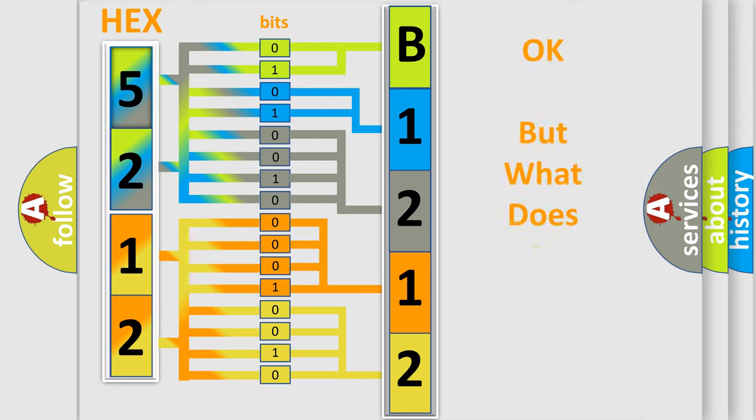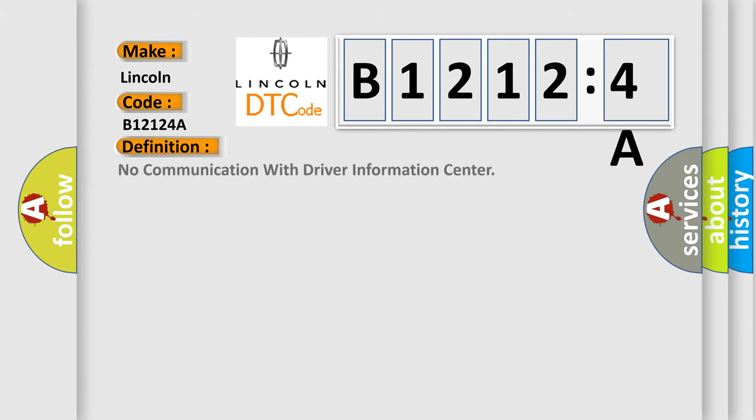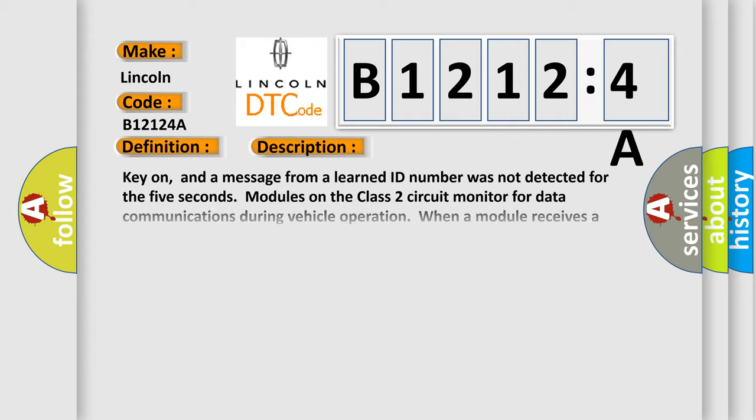The number itself does not make sense to us if we cannot assign information to what it actually expresses. So, what does the diagnostic trouble code B1212-4A specifically interpret for Lincoln vehicles? The basic definition is: no communication with driver information center. And now this is a short description of this DTC code.